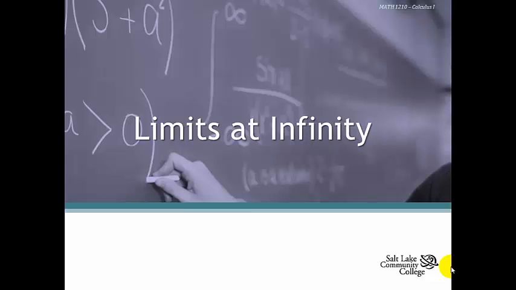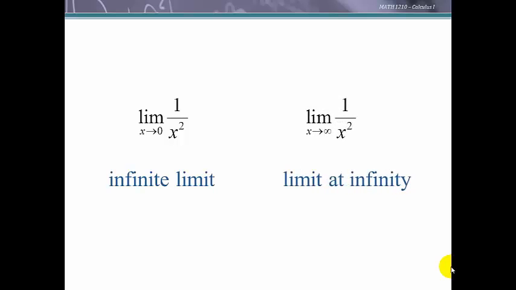We're going to talk about limits at infinity. Now, working with limits and infinity, there's a couple of different things. First, there's an infinite limit, and we've seen that before, and we will actually be talking about that in a different video. So, for example, the limit as x approaches 0 of 1 over x squared is an infinite limit. But what we're going to talk about in this section is actually as x approaches infinity.